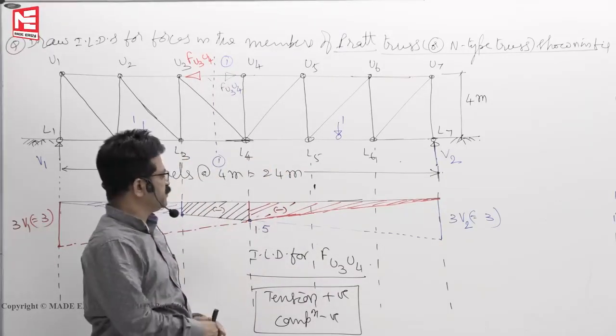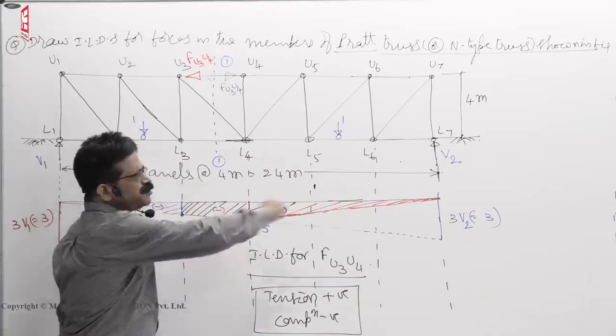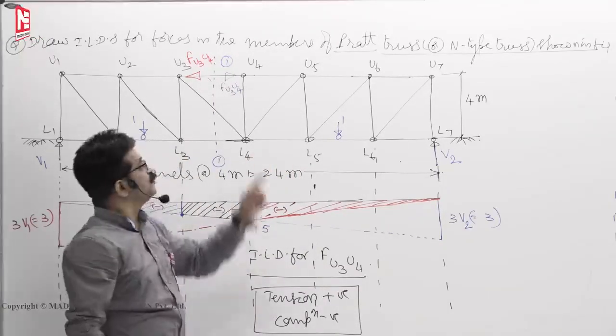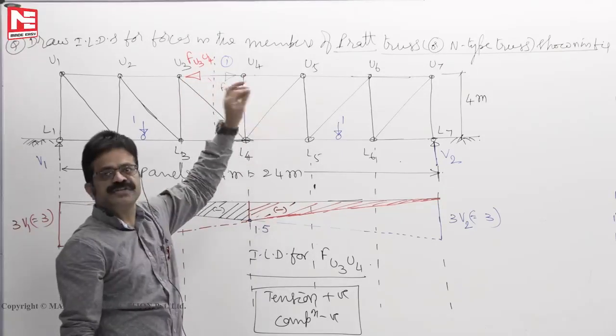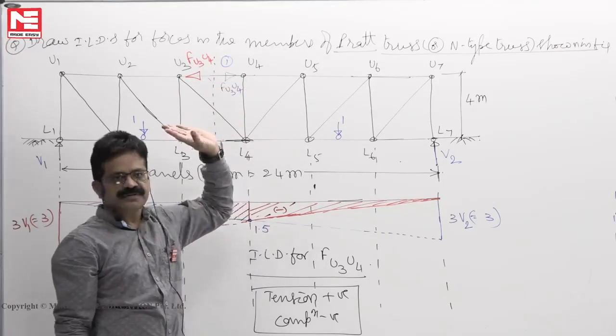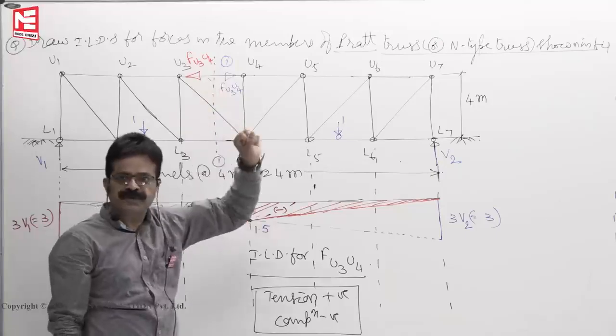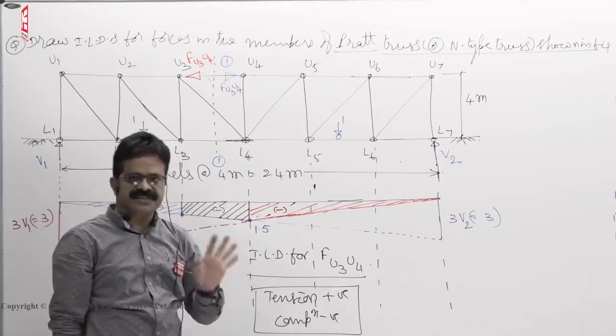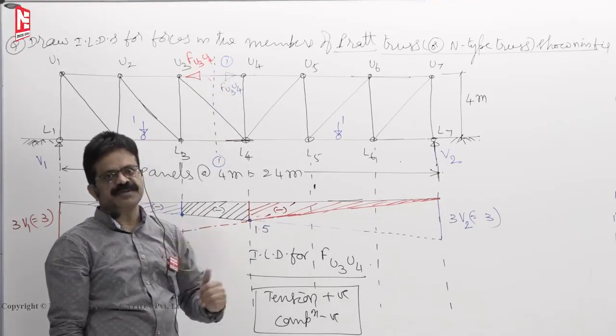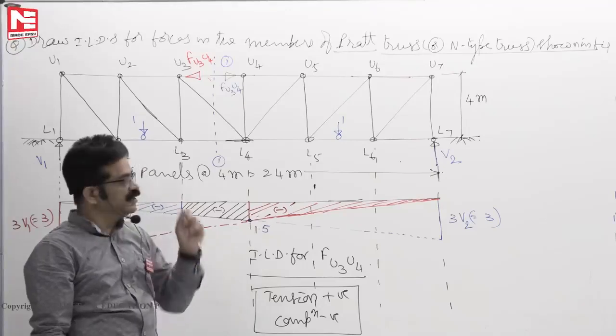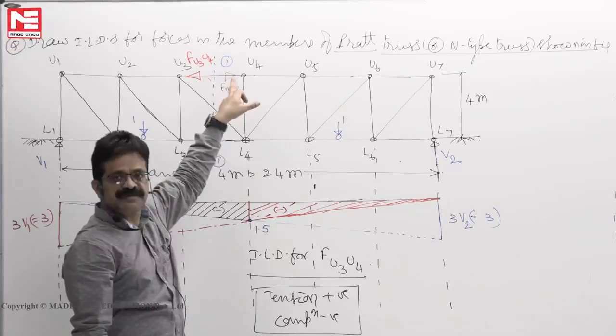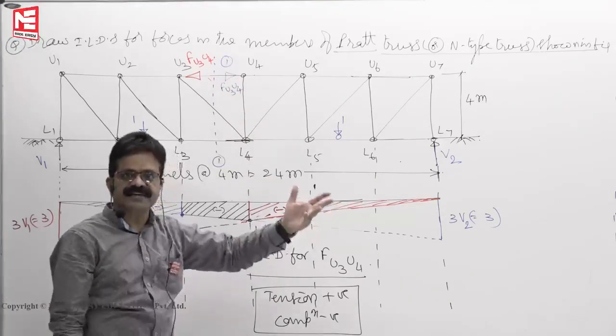What this force ILD tells you is, for all positions of unit load, force in the member U3, U4 is compressive. Such members we call them pure compression members. They are always under compression only. Pure compression members we call it. Having understood that they are pure compression members, then you have to design.